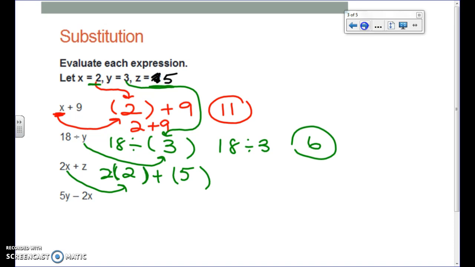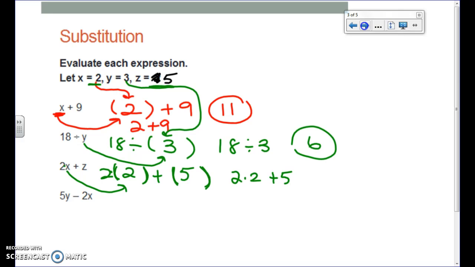There's no addition, subtraction, or multiplication, or division. So what I'm going to do is I'm going to rewrite this as 2 times 2. Like I said, there's a multiplication sign here that you can't see, and right there that you can't see, that you don't write. You just know it's multiplication when it's squished together, and plus 5. And now I'm going to follow order of operations.